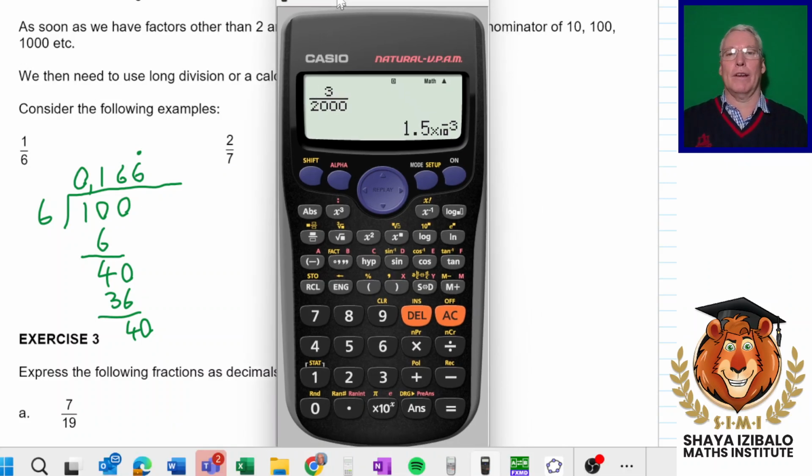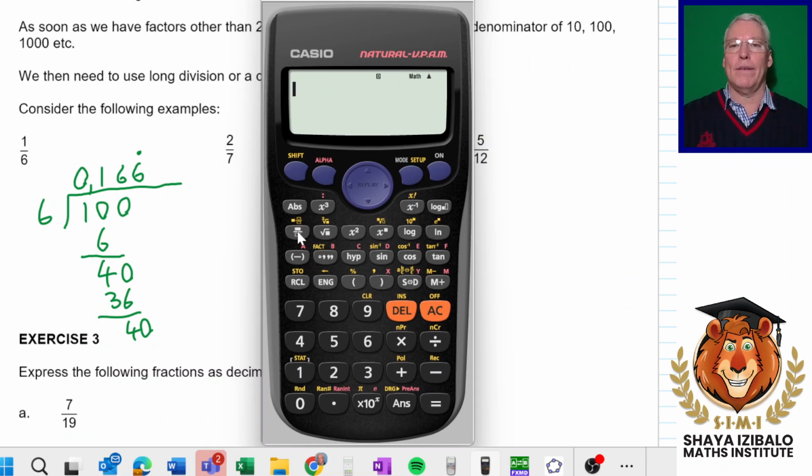Okay, let's have a look at it on the calculator. 1/6, put it into decimal form, and we get 0.16, carrying on forever.